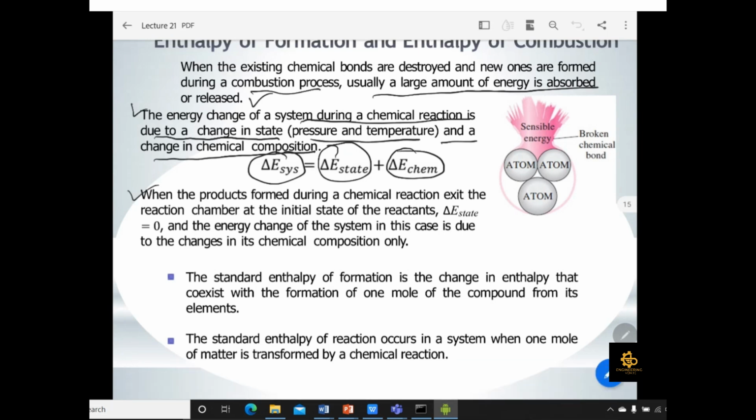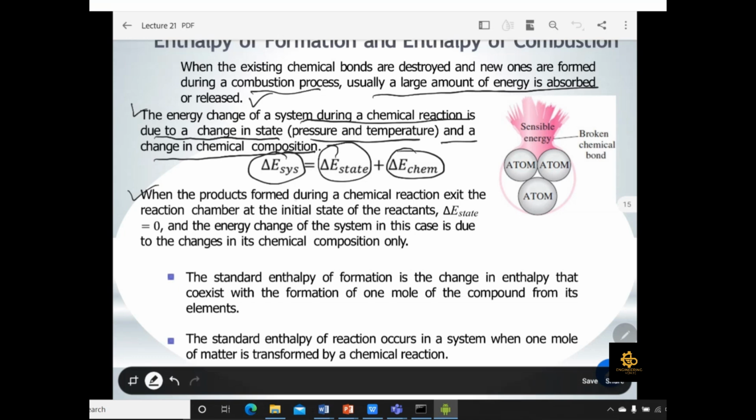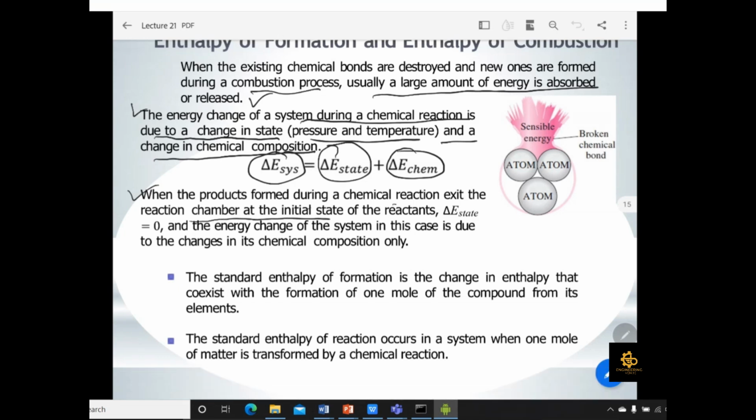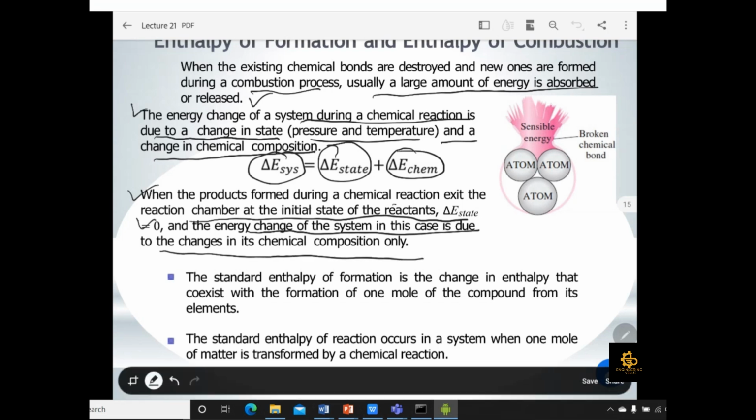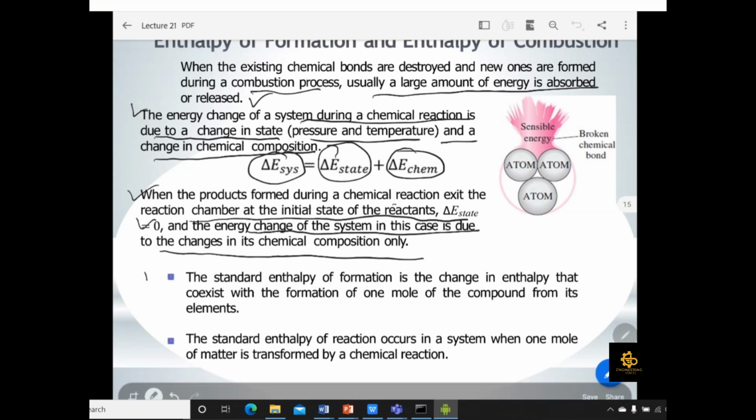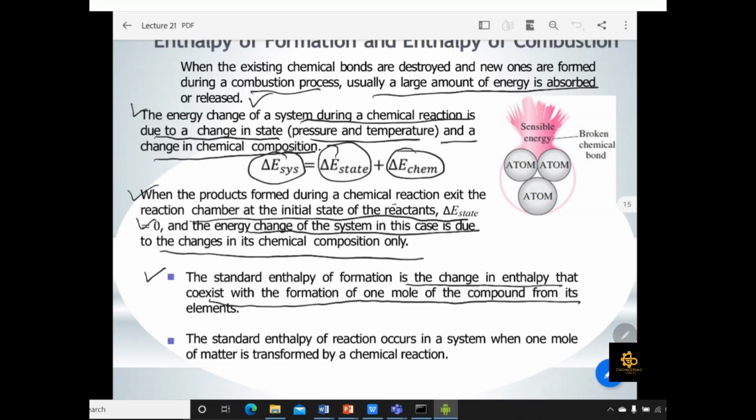Okay, so when the products formed during a chemical reaction exit the reaction chamber at the initial state of the reactants, delta E state is zero, and the energy change of the system in this case is due to the change in its chemical composition only. So now here we come to the actual definition of enthalpy of formation, and why we have to use it. The standard enthalpy of formation is the change in enthalpy that accompanies the formation of one mole of a compound from its elements, and the standard enthalpy of reaction occurs in a system when one mole of matter is transformed by a chemical reaction.